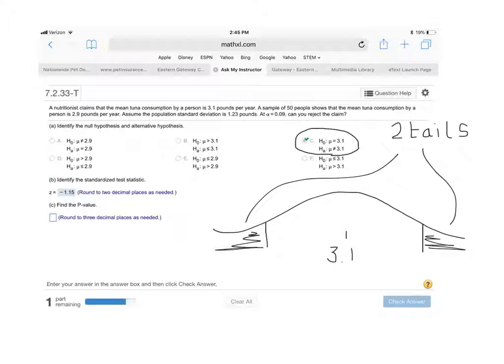Now in our particular sample, we got a sample average that was 1.15 standard deviations below the claimed average of 3.1. It is below because z is negative, and obviously because our sample average was less. It was 2.9 pounds per year compared to the claimed average of 3.1 pounds per year.